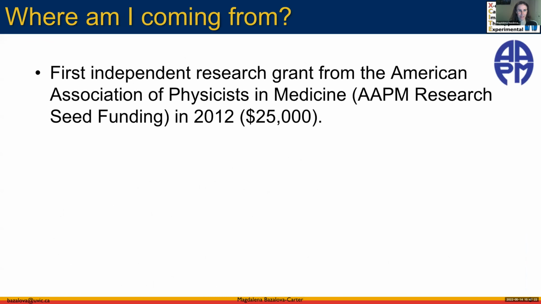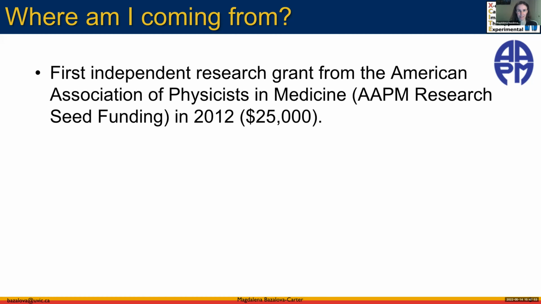Okay, so where am I coming from? Similarly to Robert, I'm going to give a brief overview of my grant funding. I got my first independent research grant from the American Association of Physicists in Medicine, or the AAPM, which was the AAPM research seed funding in 2012. I got $25,000 and I was very excited about that. This is not a lot of money, but it was a lot then, and it definitely opened the door for many other funding later on.